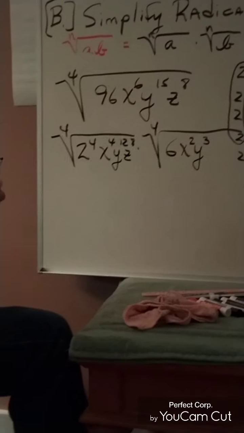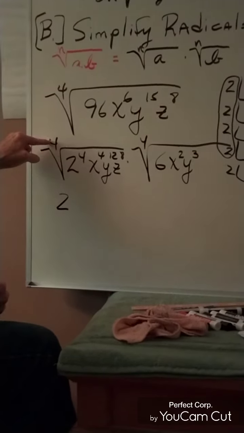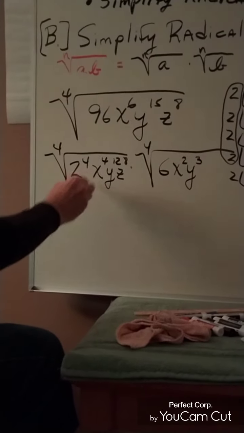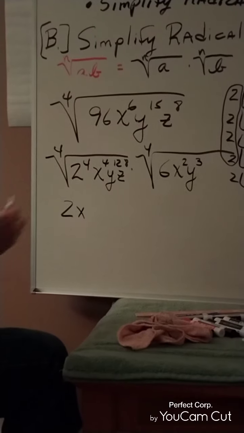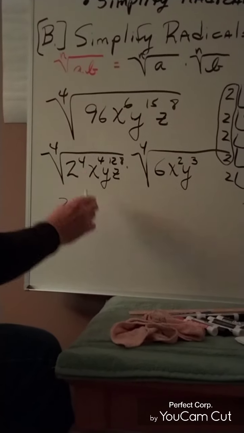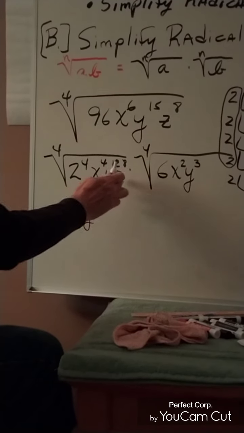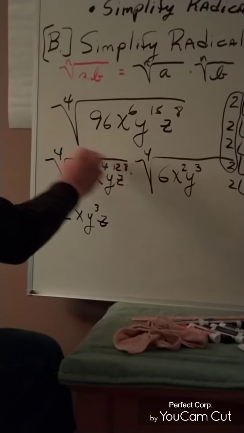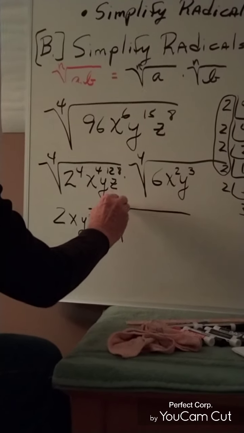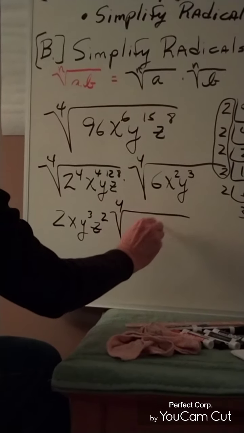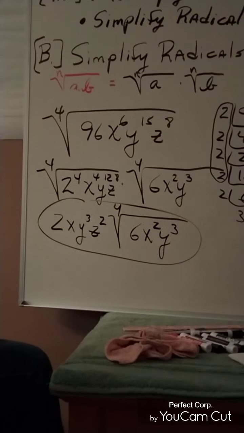Simplify. Bring down the 2. 4 divided by 4 is 1, so we have a 2. Bring down the x. 4 divided by 4 is 1, so we have an x to the 1st. Bring down the y. 12 divided by 4 is y cubed. Bring down the z. 8 divided by 4 is z squared, multiplied by the 4th root of 6x squared y cubed. And we would have that given answer right there.